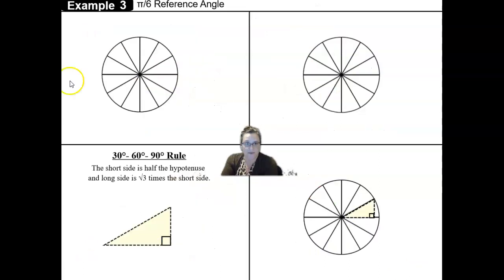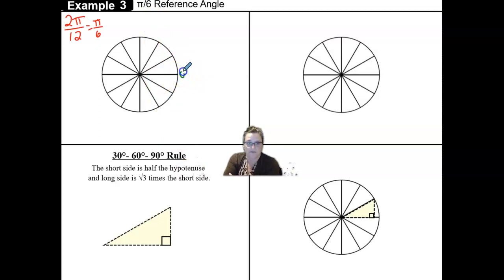So in example 3, we're carving our circle up into 12 congruent sectors, and in radians, that would be 2 pi over 12. 2 pi radians in the whole circle, 12 congruent sectors, and that reduces to pi over 6. So each one of these measures pi over 6.